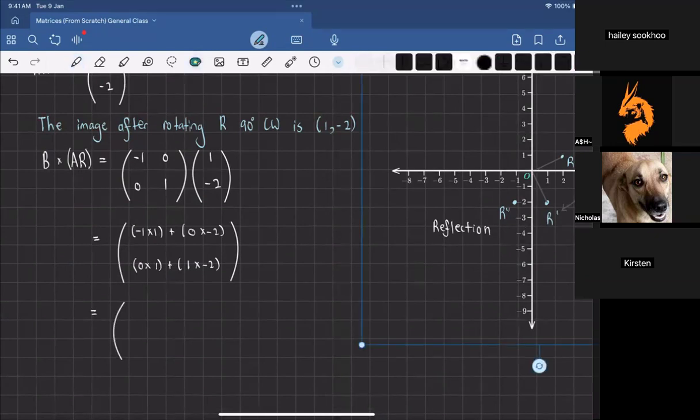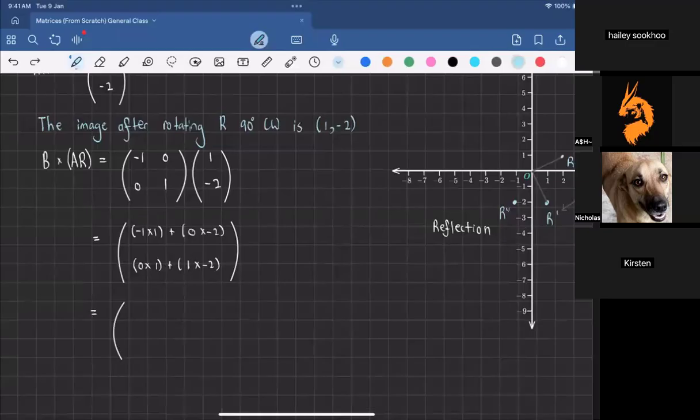Minus 1 by 1 is 1 minus 1. Right? 0 by minus 2, 0. Right? 0 by 1, 0 and then minus 2. Minus 1 plus 0, minus 1. 0 by minus 0 plus minus 2, minus 2.